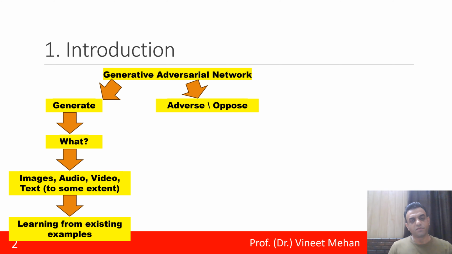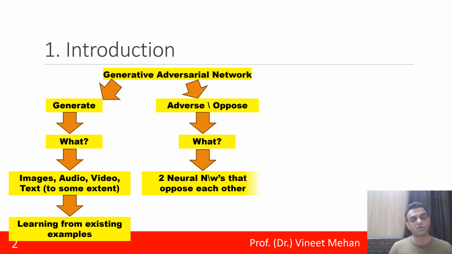Then the second term is adversarial. Adversarial here means adverse. Adverse means oppose. So what is opposite here? There are two networks that oppose each other. So that is why adversarial.